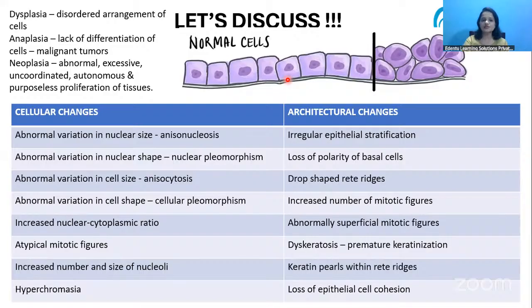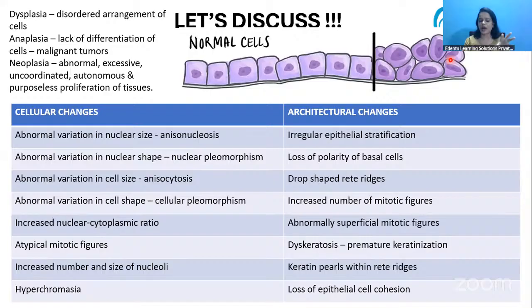Now let's look at the two kinds of changes seen in dysplastic cells: cellular changes and architectural changes. Cellular changes mean changes in individual cells, whereas if the tissue as a whole shows changes, they are called architectural changes. In cellular changes there will be change in the size and shape of the cell, called anisocytosis and cellular pleomorphism. The nucleus also changes in size and shape, called anisonucleosis and nuclear pleomorphism, with increased nucleocytoplasmic ratio.